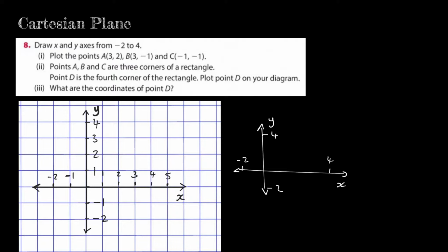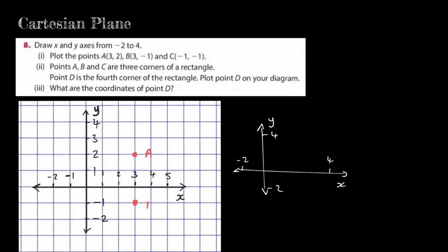So let's go to (3, 2). We'll put them in, right. So 3 and go up 2. So if we go to 3 and we go up 2, we're looking at this point here. So (3, 2) should be here. So we'll just put that in. And we'll label that A. B is (3, -1). So 3 and -1. So go to 3, go down 1. So that brings us to here. So we can put that point in there. And that will be point B.